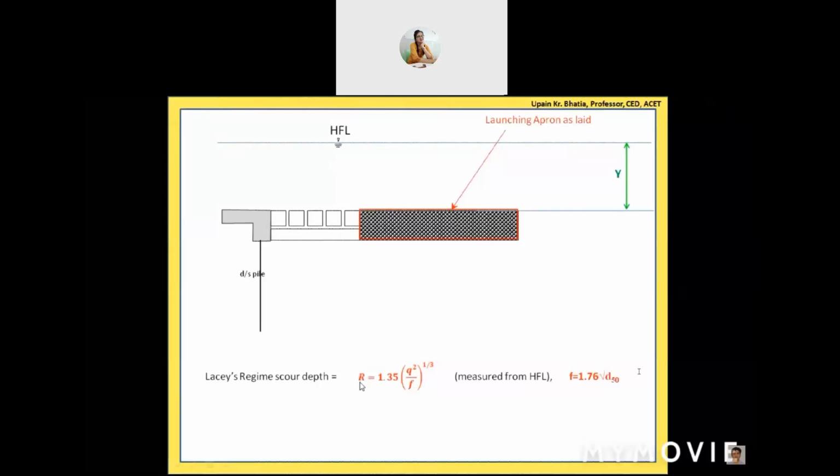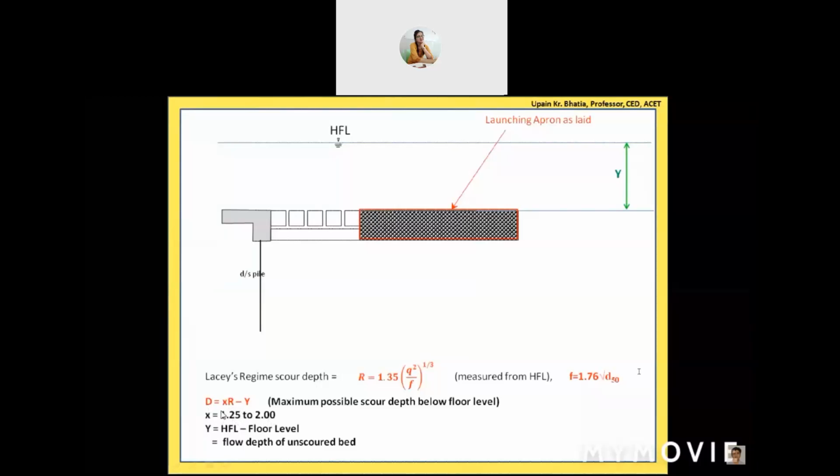So this is the value which is suggested by Lacey, but we have to multiply this value of R by some safety factor. So that safety factor X ranges from 1.25 to 2. Okay, so 1.25 to 2. How this factor varies from 1.25 to 2, for different situations, different values of X are recommended. So in the sequence slide, we're discussing that also. So X times R is the total cover depth below HFL.